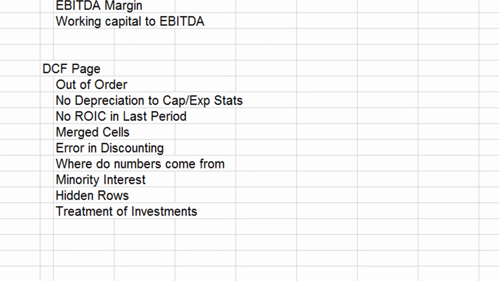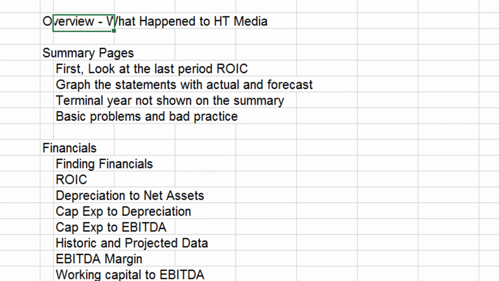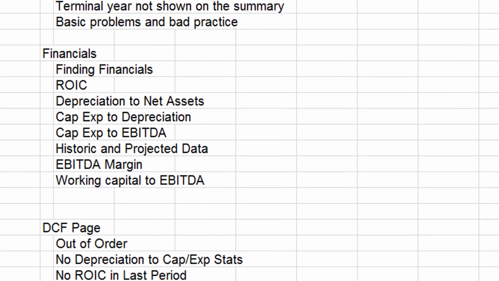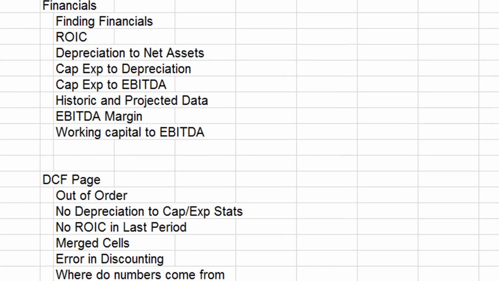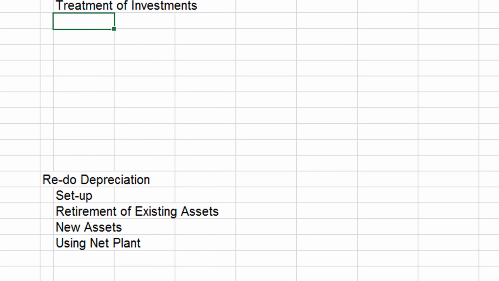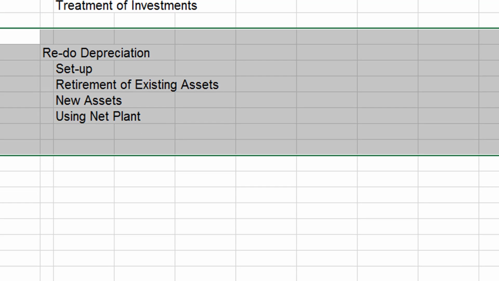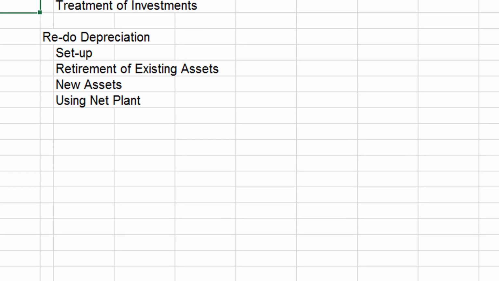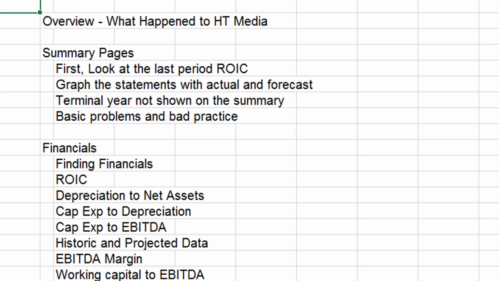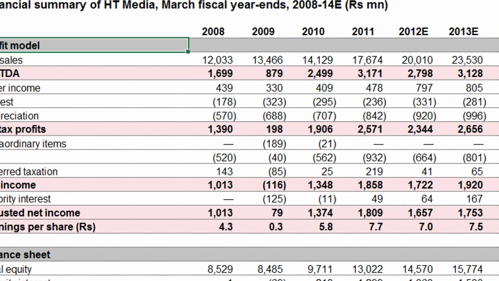Now, later we'll look at the DCF, a whole analysis really on the DCF. Okay, and then depreciation, because this case study is almost a case study in what goes wrong when you make a seemingly advanced depreciation calculation that really messes you up. Okay, now, so let's begin.